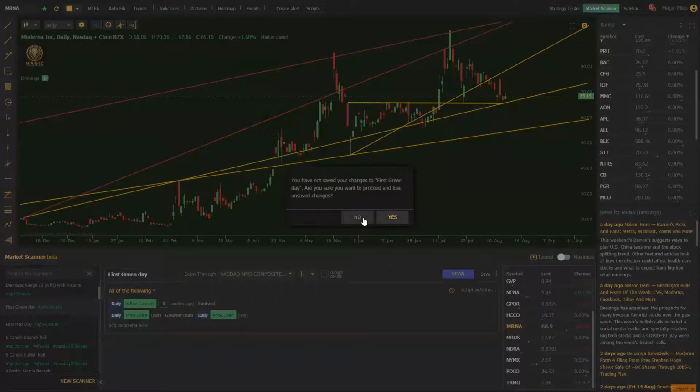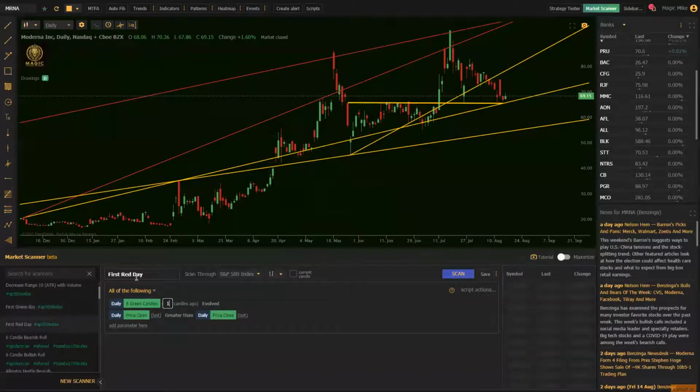First red day. No, I do not want to save this. Let's say I want to pull up First Red Day. It asks, are you sure you want to proceed? Yes. So let's say I want to do a scan on a First Red Day. It's the same criteria, just reversed. And let's say I want to scan the S&P 500 for stocks with a first red day.